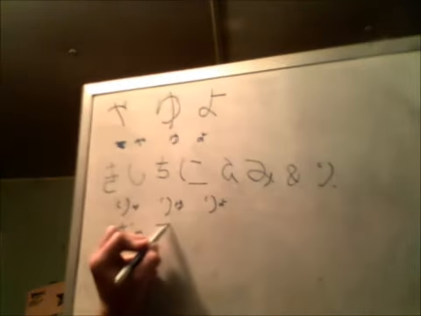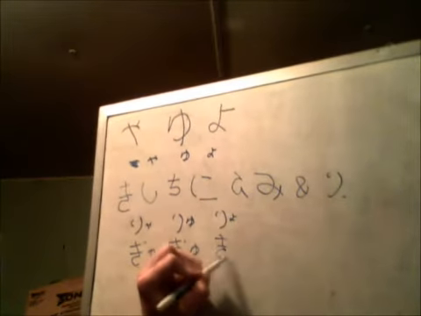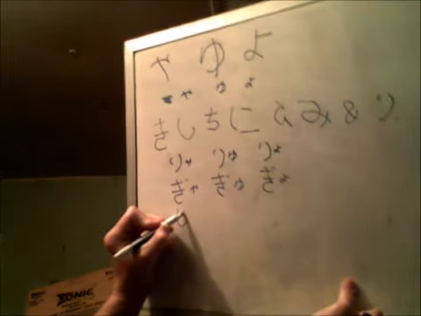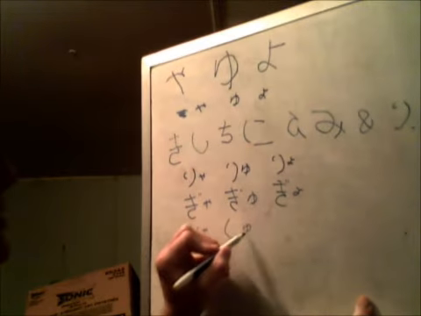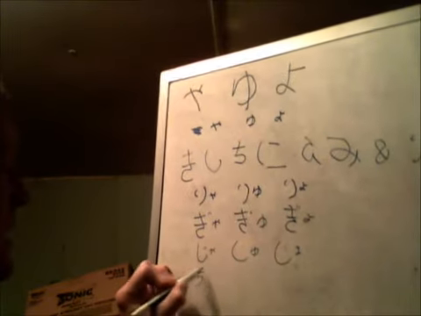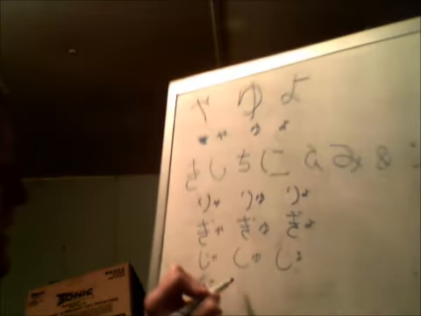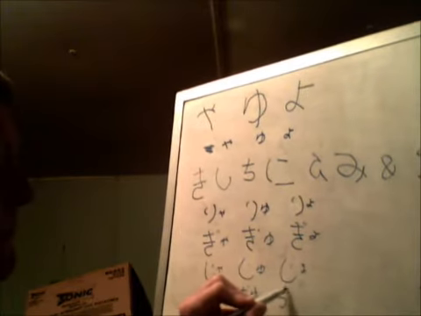Gya, gyu, gyo. You notice the Y characters are not included in the dakuten, just the main ones. And of course, ja, ju, jo.